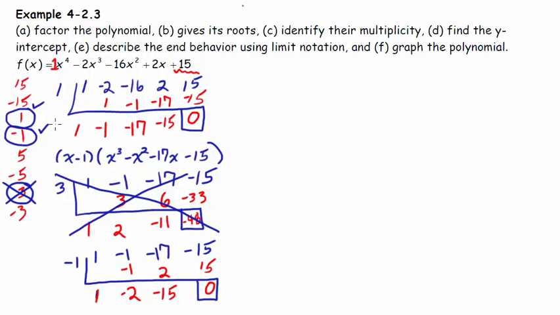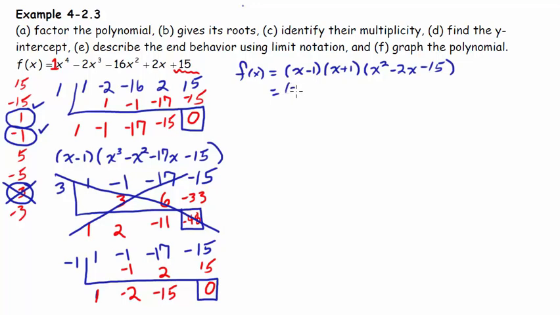from the calculator. Alright, so let's see if we can factor this now. So I know that we've pulled one factor out here, so f of x. I've pulled one factor out of x minus 1 for my root of +1. I've pulled a factor out of x plus 1 for my root of -1. And then I'm left with x squared minus 2x minus 15. Alright, now this piece, this quadratic, we can factor using our algebra.